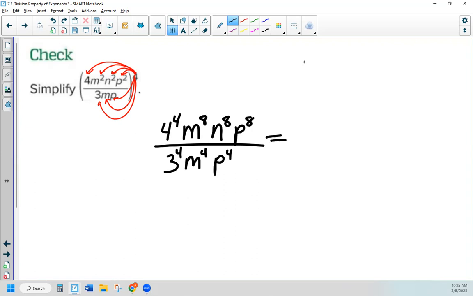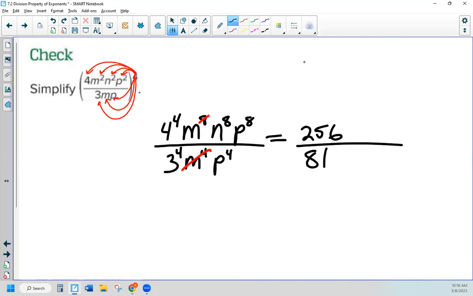What do I have? Do I have same letters on the top and on the bottom? I do, so I'm not done. These 4 will go away with 4 from here. Now, let me first take care of my 4 to the 4th power. That's going to give me 256. So I get 256 on the top. 3 to the 4th power gives me 81. All right, so I got that.